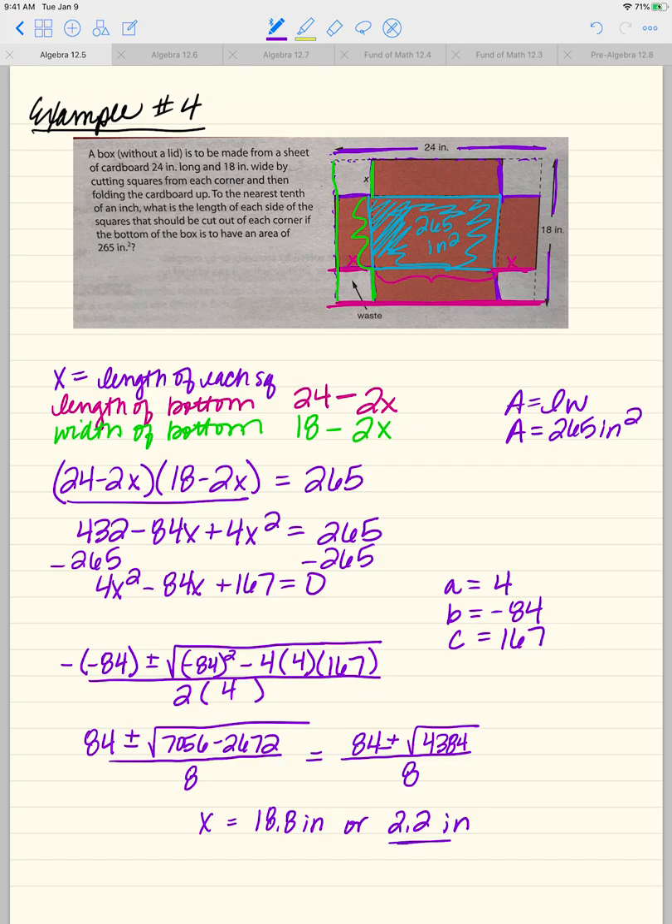X can be 2.2 inches. If x was 18.8 inches in this situation, would we be able to make a box? No. So each square is going to be 2.2 inches in length. And there you go. That's the end.